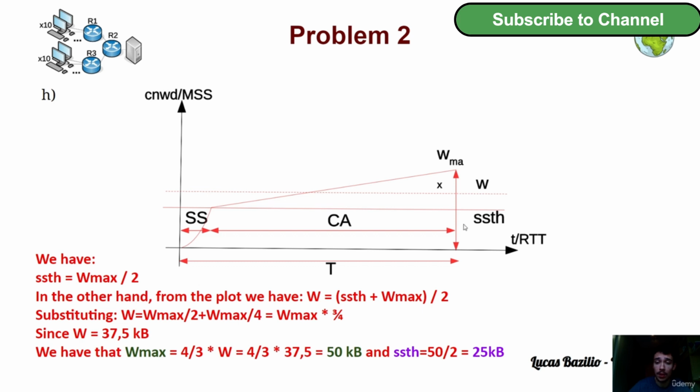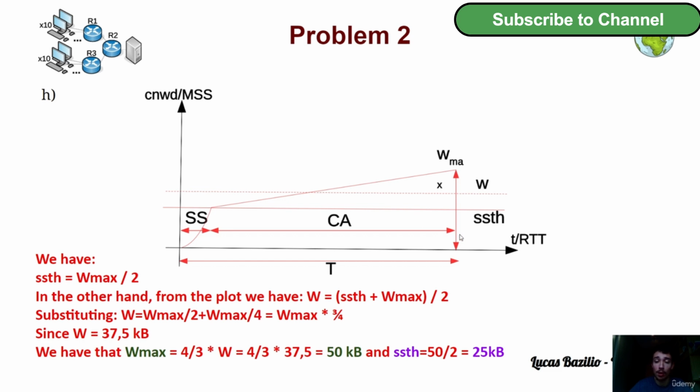As we can see, the slow start threshold is going to be in the middle of the value of the maximum window. So if we divide the maximum window by 2, we have the value of the slow start threshold, right? On the other hand, we also have from this plot that the window is equal to this value that we see with this semi-painted line with lots of dots. So this value of the window is equal to the slow start threshold plus the window maximum divided by 2.